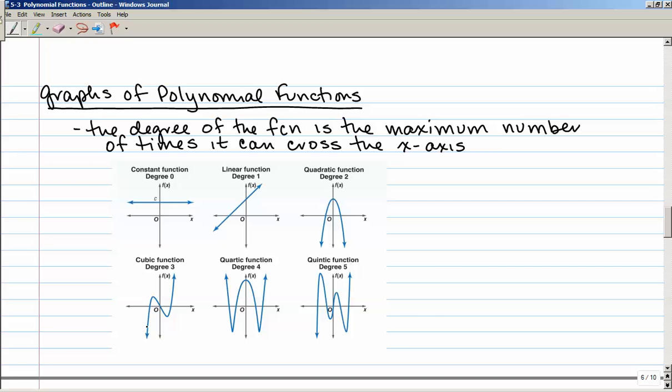A cubic function can cross it at most 3 places. A quartic function, so that would be something like an x to the 4th, can cross it in 4 places. A quintic function, so degree of 5, so something like x to the 5th, can cross the x-axis in at most 5 places. And I don't know what they call it if you go beyond 5 degrees.